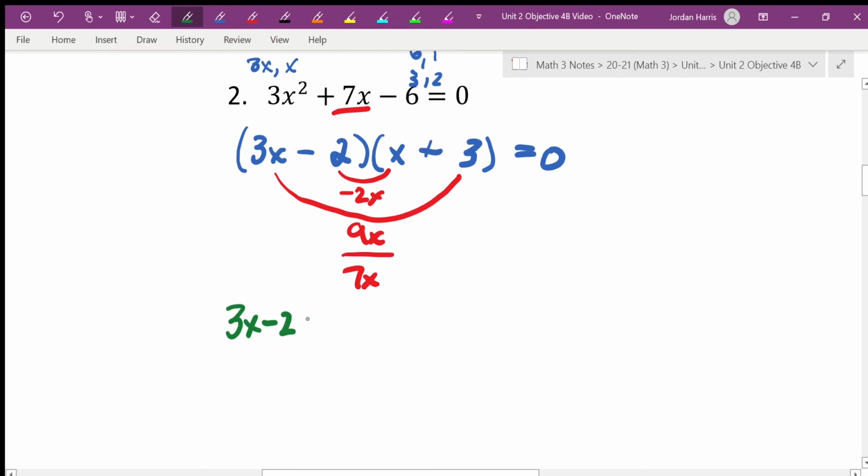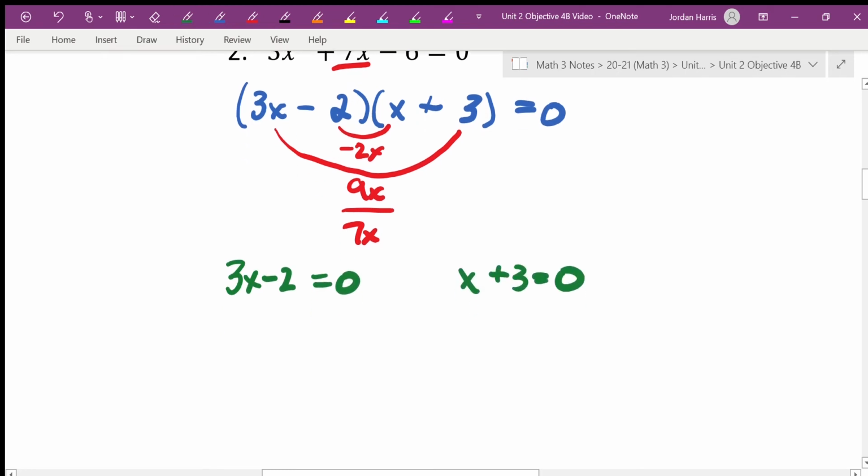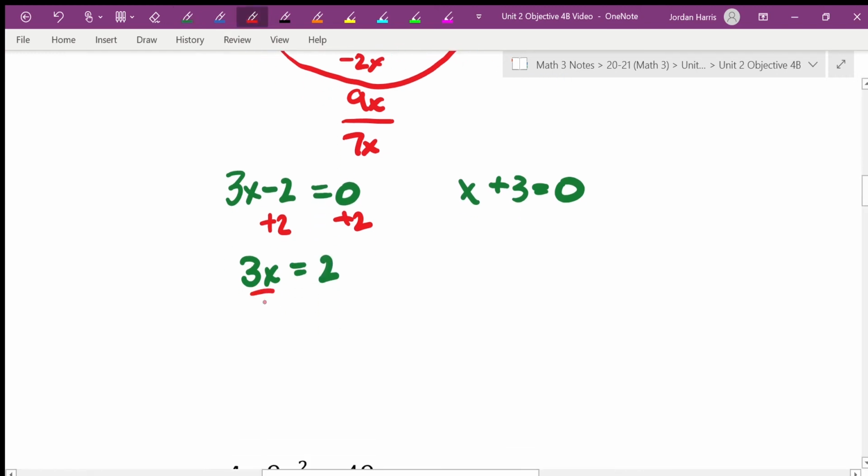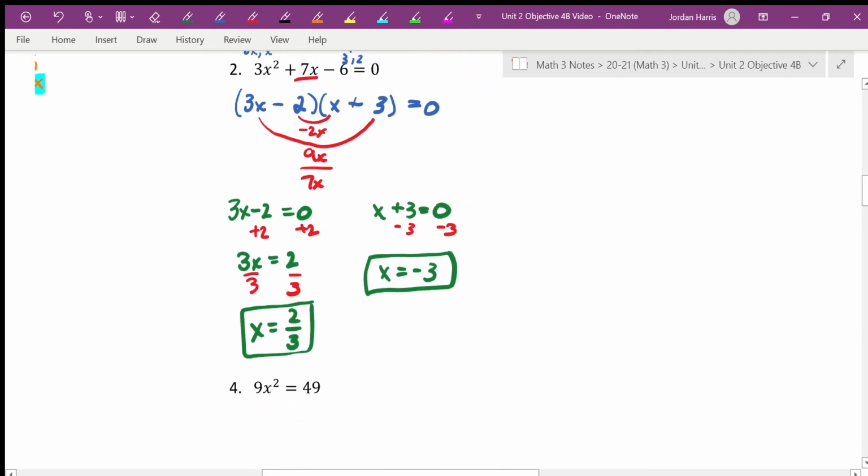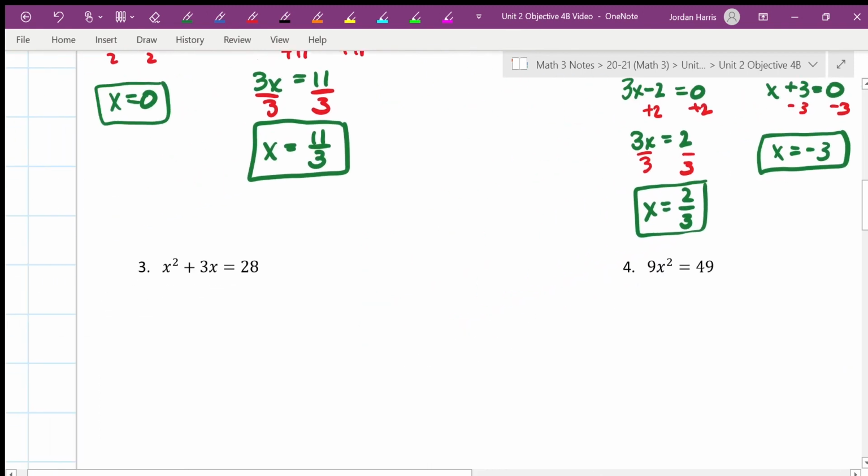I set my two factors equal to 0, because as long as one of them equals 0, it will be a true statement. So add 2, I get 3x equals positive 2, divide by 3, and I get my first solution, x equals 2/3. The other one, I need to subtract 3, and I get x equals negative 3. All right, and there we have it.